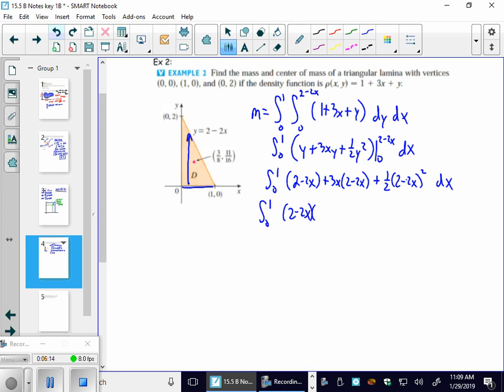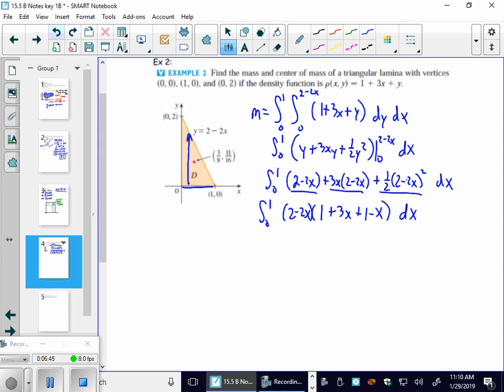And what that leaves us with is, out of this term, 1. Out of this term, it leaves us with 3x. And out of this term, I'm pulling a 2 minus 2x out, so I'm going to have a 1/2 of 2 minus 2x left. So 1/2 of 2 minus 2x simplifies to 1 minus x, dx. Now, why did I want to do it that way?